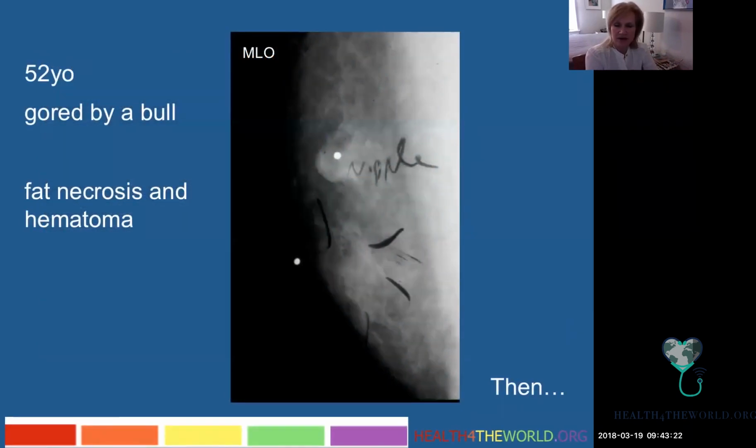This is one of my favorite cases. It's an old case. You can tell the old slide with the wax pencil marks, but this was interesting because this was a bullfighter, and he was gored by a bull and had major trauma to his breast here. He had a hematoma with fat necrosis at this time, and then a few months later it got better, but he still had a little lump in this area.